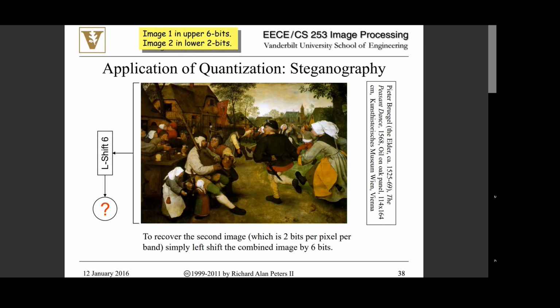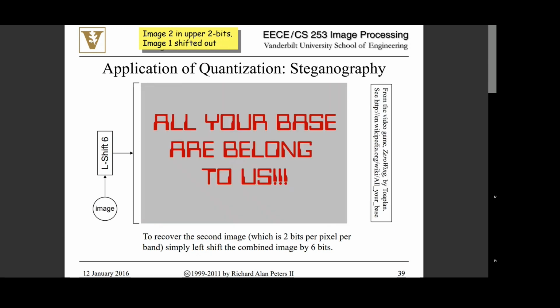So this is steganography. Stegan means hidden. So you are hiding an image inside another one. And with this, you can put your copyrights if you want. This is a very, very simple way of doing it.